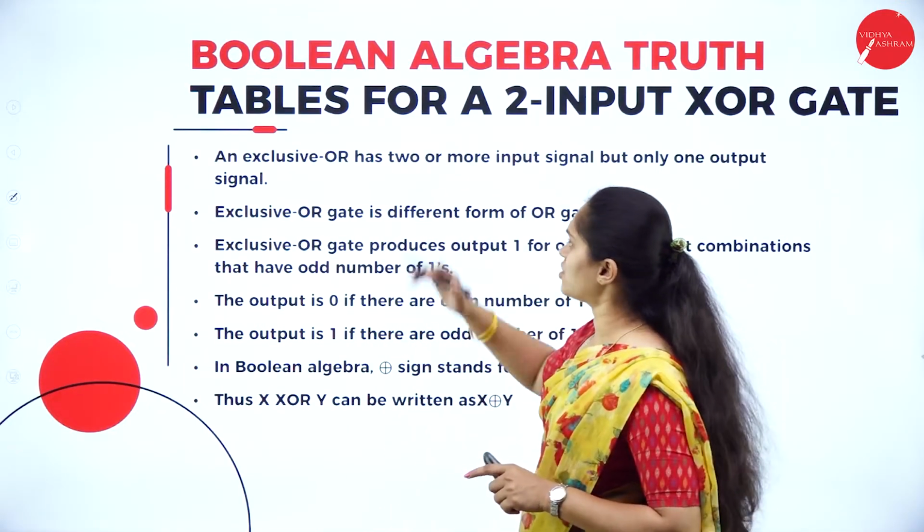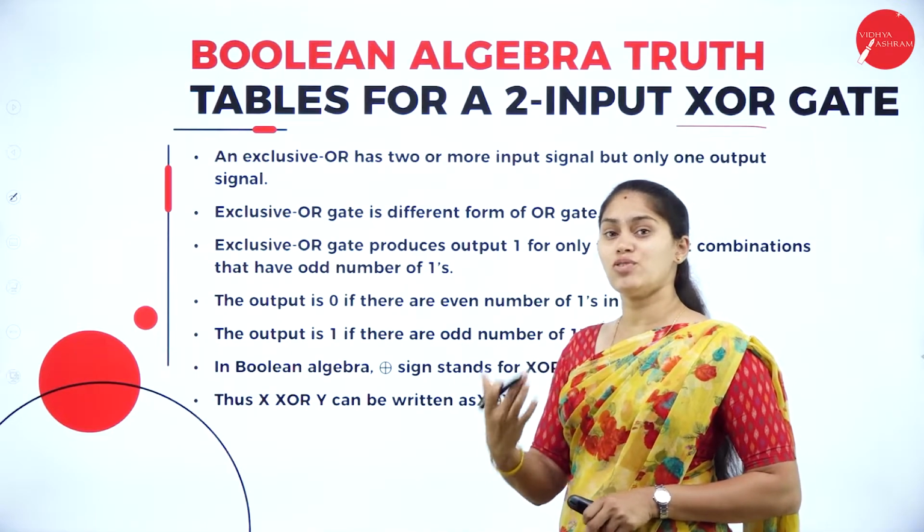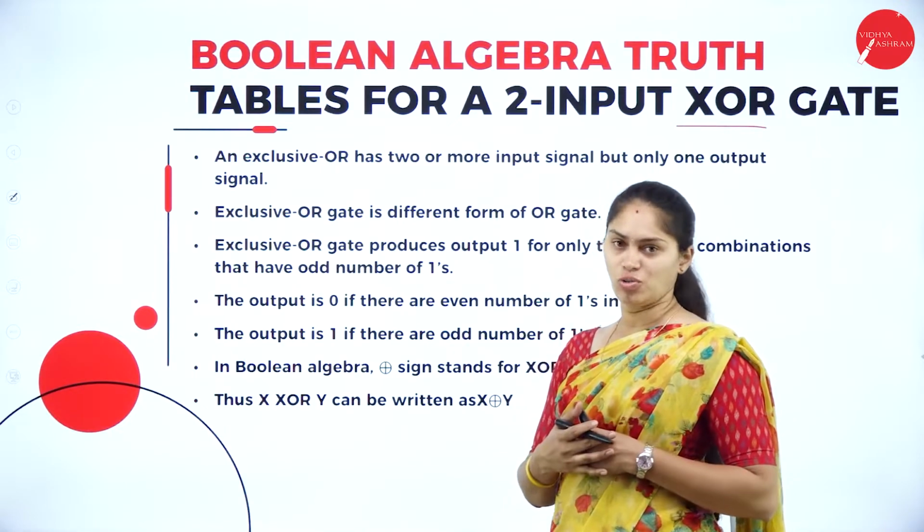Okay, fine. These are the universal gates. And next, what do we have? XOR, that is exclusive OR gate. Then how we are going to represent it and how it will work, we'll see.